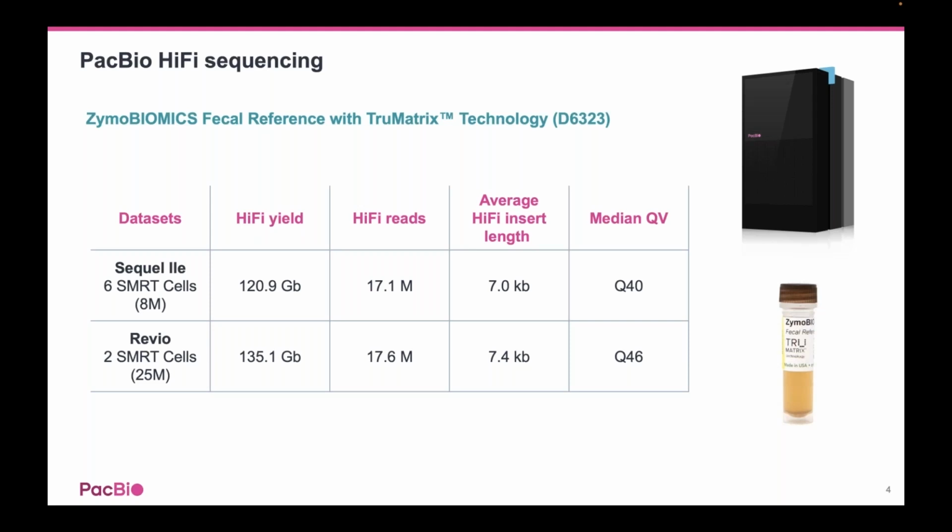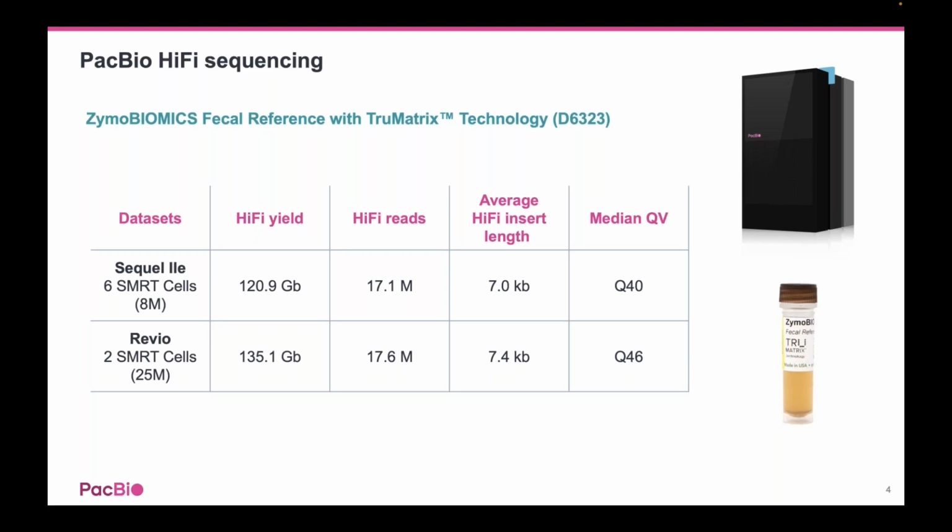But recently in January, we were able to sequence the sample on our new sequencing platform. This was Revio. And so we sequenced two 25M SMRT cells, which yielded 135 gigabases of total data, about 17.6 million HiFi reads, similar read lengths, and actually a higher QV score than what we attained on Sequel IIe.